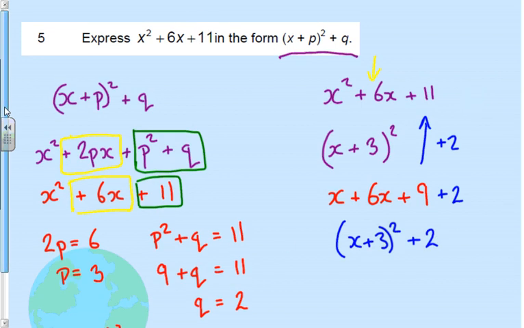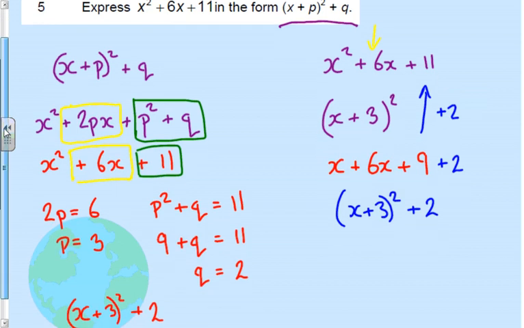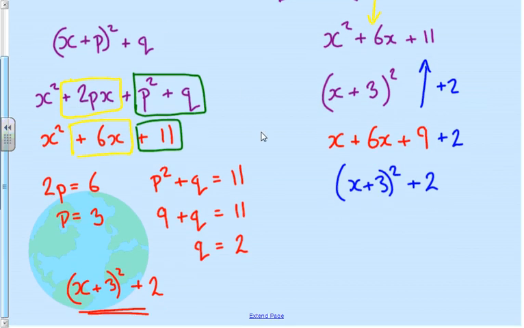If you feel confident, use the shortcut. If you want to compare coefficients, you'll still get the same answer, it just takes a little bit longer. Moving on to the next outcome.